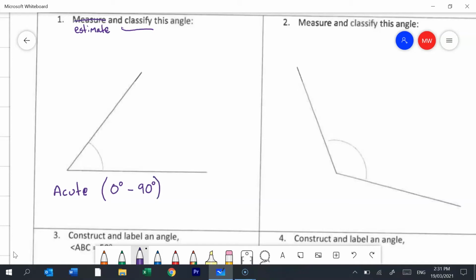Once it hits 90, it's a right angle. So looking at this angle, I would estimate that this is roughly 60 degrees. It's a bit more than halfway. If we make this a right angle so that we can compare it, it's a bit over halfway, which would be 45. I'm going to guess that it's about 2/3 of the way up to 90. So I'm going to say 60.